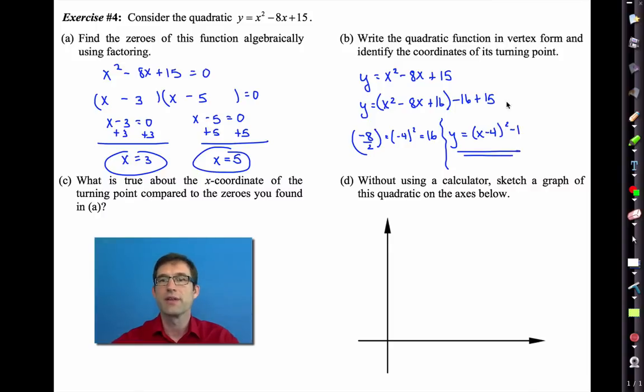All right, so there's my vertex form, but the reason I really wanted to do that was to figure out the coordinates of my turning point, which are at 4, negative 1. All right.